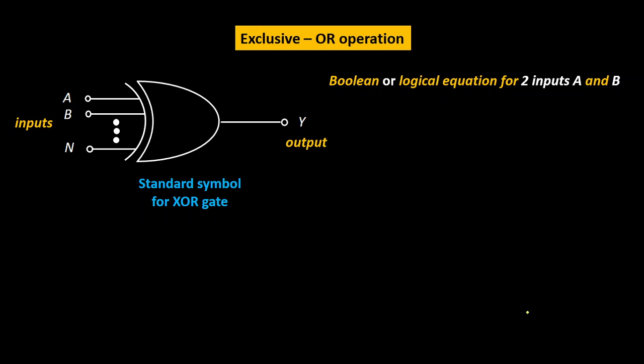So let us see the Boolean equation for 2 inputs, that is A and B. Y is equal to A XOR B. You can see this will be the mathematical symbol for XOR. It's not exactly plus, but it is called A XOR B. This is the XOR operation symbol, but it is equivalent to A dot B bar plus A bar dot B. That we will see in the next chapter, but right now just remember XOR operation is equivalent to A dot B bar plus A bar dot B.